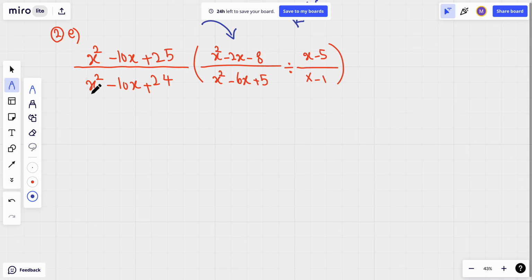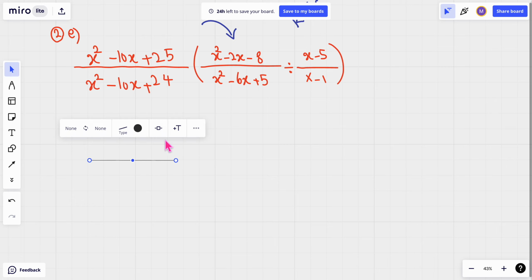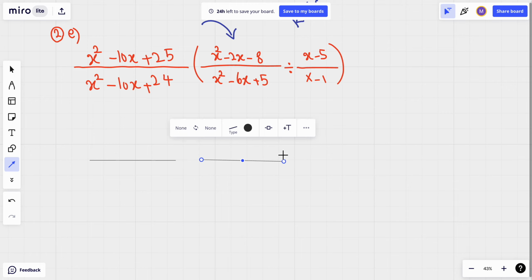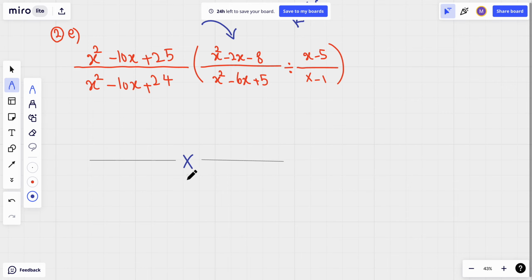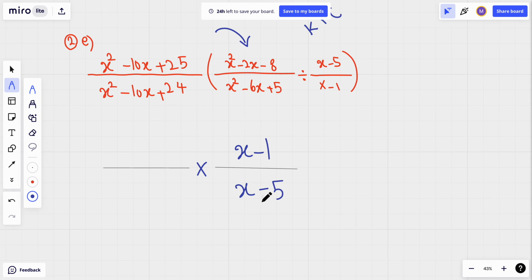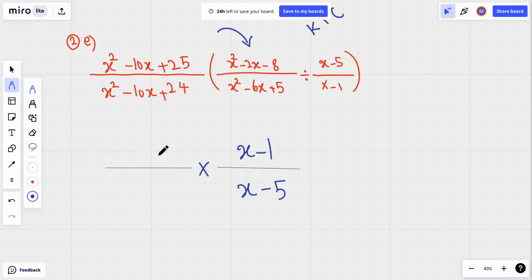The first fraction is not going to change, so I'm not going to keep repeating it. I'm just going to write the second one. We're still going to have two fractions. That's one, and let me draw the second one. And here's the second one. Now it's going to be multiplication. Now I'm going to flip the second fraction, x minus 1 and x minus 5. The first fraction is not going to change.